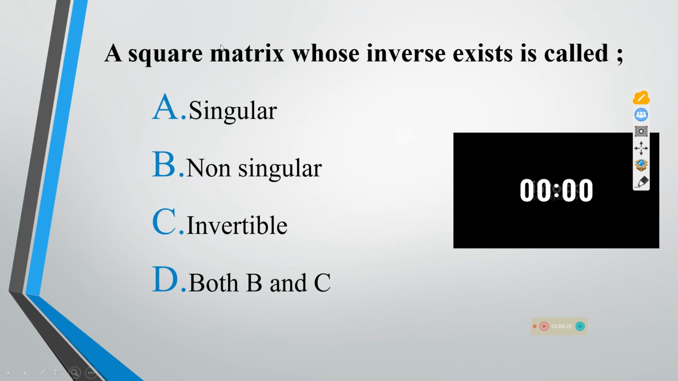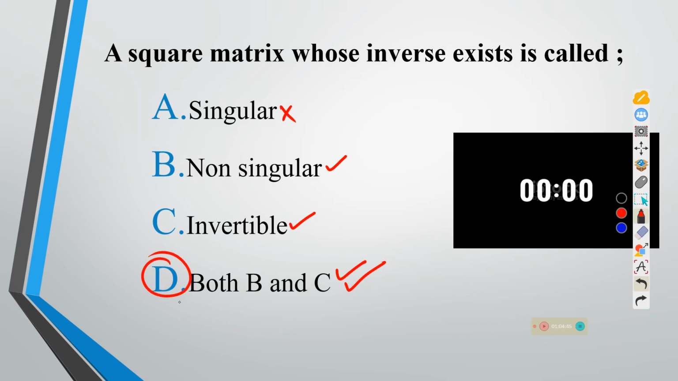Thank you. Let us look at the solution. A square matrix whose inverse exists is called a matrix whose inverse exists is non-singular. Yes, it is non-singular and it is invertible. So it means the answer will be B and C. So that is D.